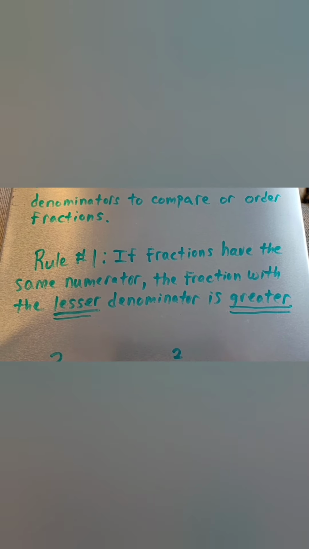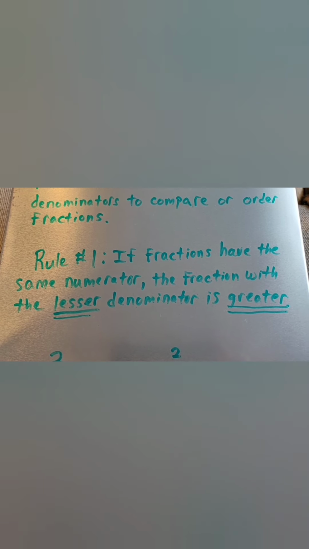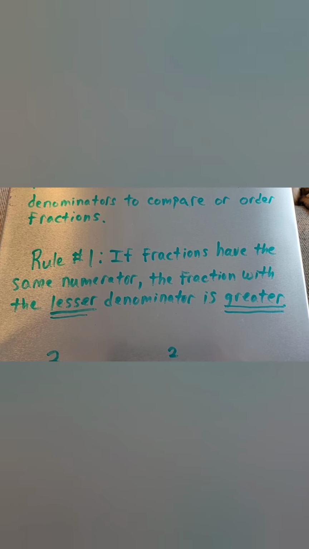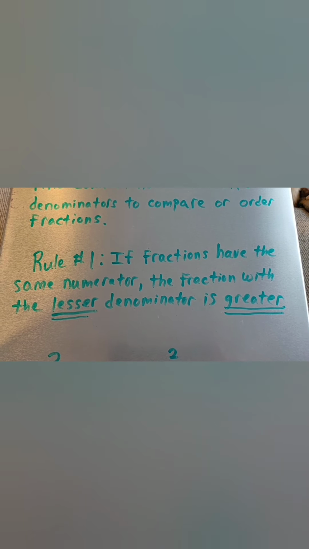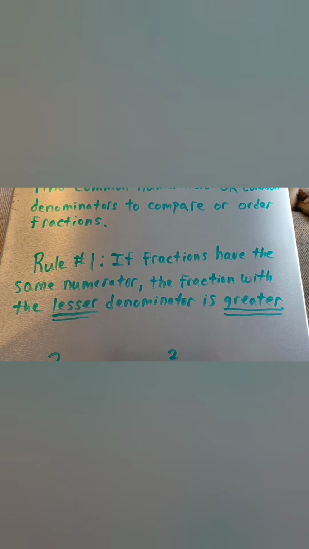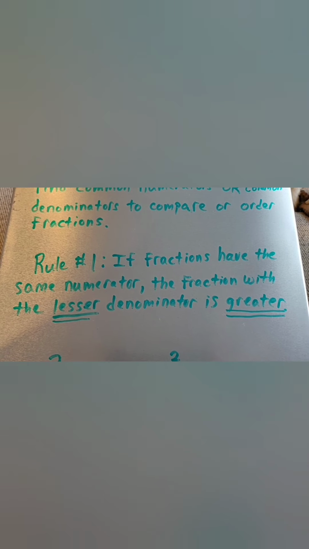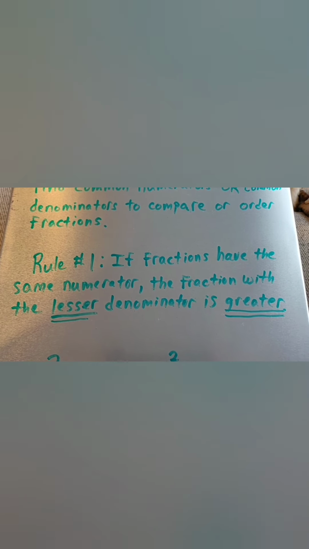So we're going to have 2 really important rules that we have to remember for today's lesson. And here's the first of the 2 rules. Rule number 1 is if fractions have the same numerator, the fraction with the lesser denominator is greater. And that may sound weird, but it makes total sense when you think about it, and let's see why. Here's an example. So if we want to compare the fractions 2/4 and 2/8, they have a common numerator. For both fractions, the numerator is 2.